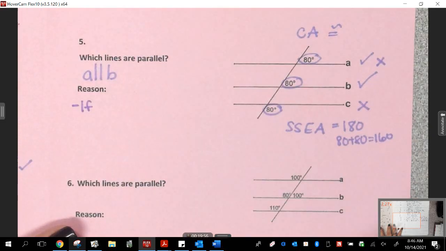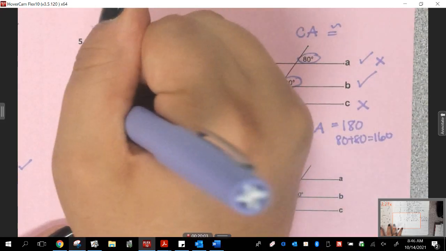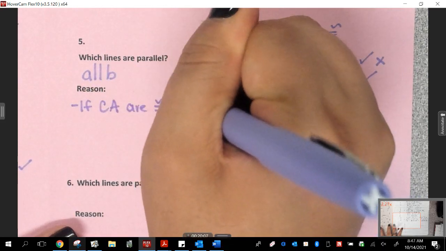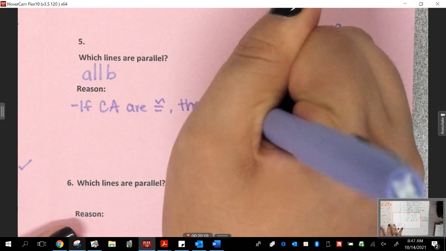No, why? Why? If CA are congruent, then A is parallel to B.